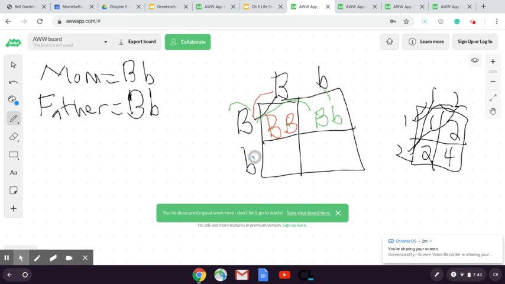So the mother has the recessive lowercase b for blue eyes, and then the father has the dominant B for brown eyes. This offspring would have brown eyes, one recessive, one dominant, brown eyes. And then lastly, you would take this lowercase b, the recessive from the mom, and also the recessive from the father. This is the only one of the 4 offspring that would have blue eyes. So the blue eyes would only be happening in 1 out of 4 offspring.